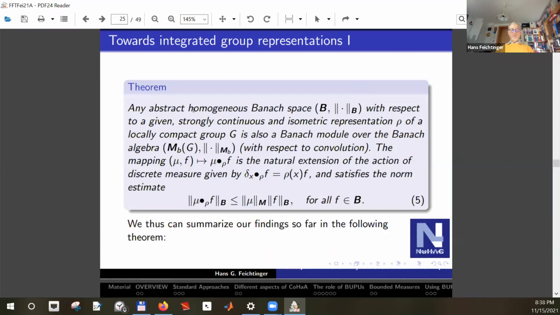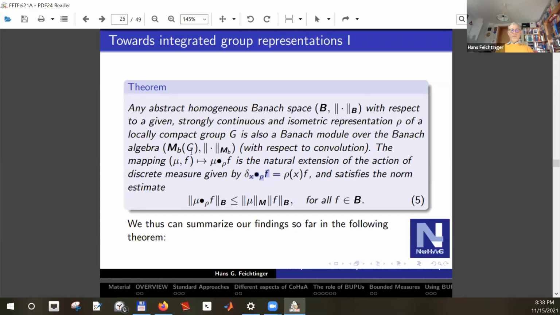But now I would like to just say, well, if you come along with what I call abstract homogeneous Banach spaces, so you're giving me any Banach space on which the group is also represented as a family of operators. So we call rho of x this representation, and we expect that if we try to define an action of measures, then delta x should act on f through rho. We assume that it's isometric and strongly continuous. So if you fix f, rho x f depends continuously on x.